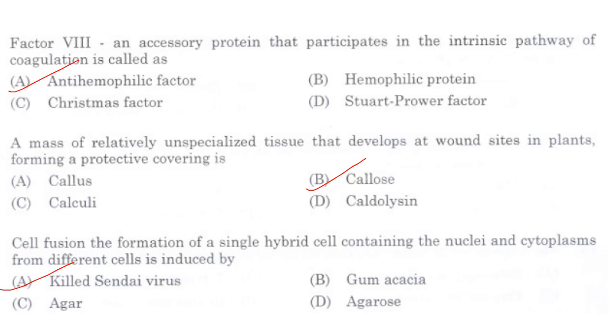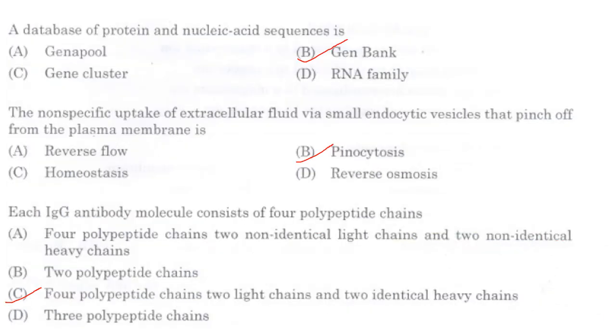Cell fusion, the formation of a single hybrid cell containing the nuclei and cytoplasm from different cells, is induced by killed Sendai viruses. Answer is option A. Next one. A database of protein and nucleic acid sequences is called GenBank. Answer is option B.